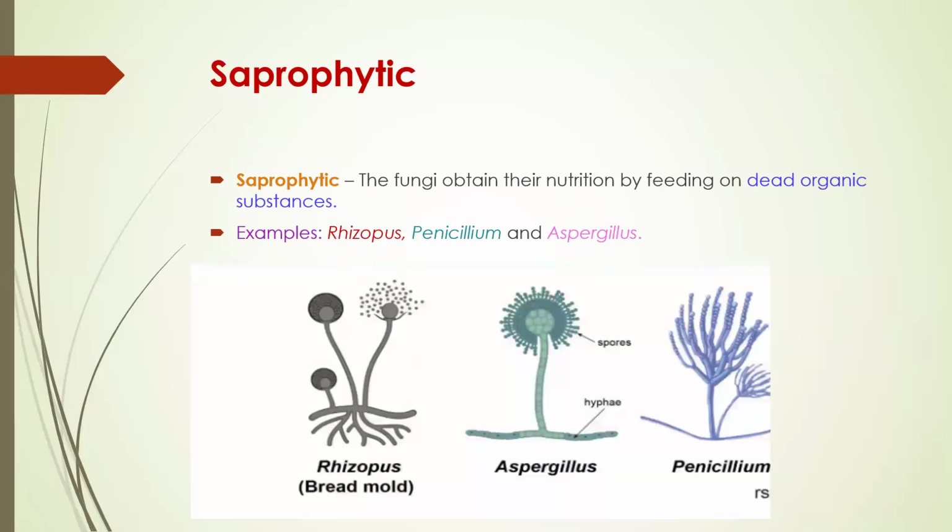Look at here. This is the Rhizopus. You can observe it in bread mold. Next, this is the Aspergillus. Next one is Penicillium. This is the Penicillium. These three are examples of saprophytic fungi. The fungi obtain the nutrition by feeding on dead organic substances. Examples: first one is Rhizopus, second one is Aspergillus, third one is Penicillium.